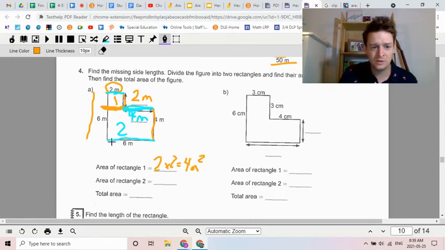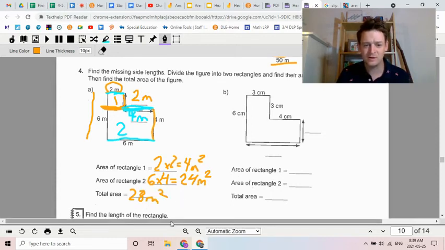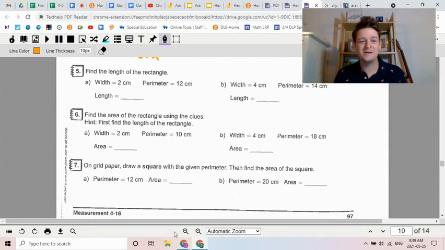And rectangle 2 has a length of 6 and a width of 4. So we've got 6 times 4 equals 24 meters squared. And the answer to that is going to be 28. Because I'm just going to add rectangle 1 and rectangle 2 together to get 28 meters squared. All right, try that on the next question. It is tricky. And then at the bottom, we have some more questions for you to figure out.